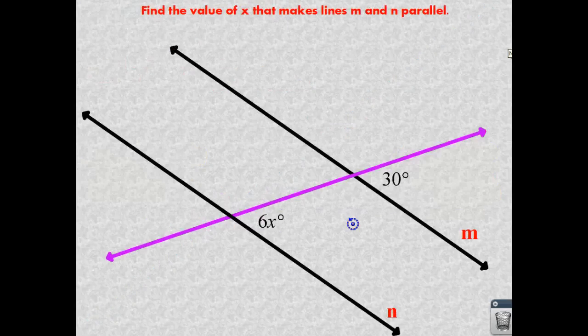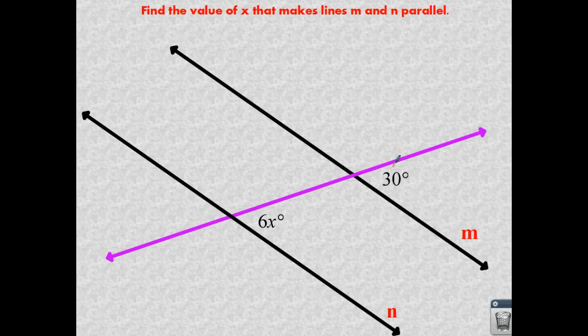Okay, last part. We have a little algebra here. Notice the x. So we have a missing number that we need to figure out, because it says find the value of x that makes these two lines parallel to each other. Well, knowing that we have a transversal cutting two parallel lines, we want to make them parallel by stating the relationship between the two angles that they give you. So I have 6x degrees and 30 degrees. Well, since they are on the same side of the transversal, we know that they are corresponding.